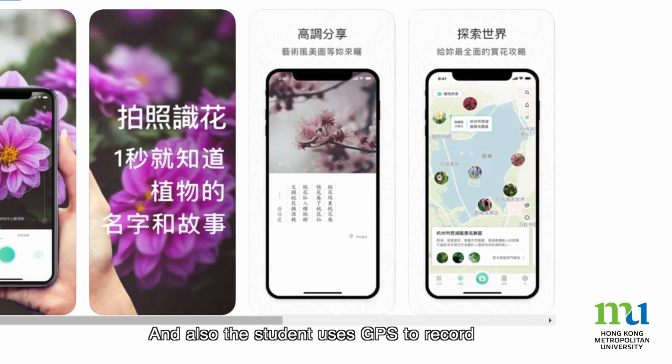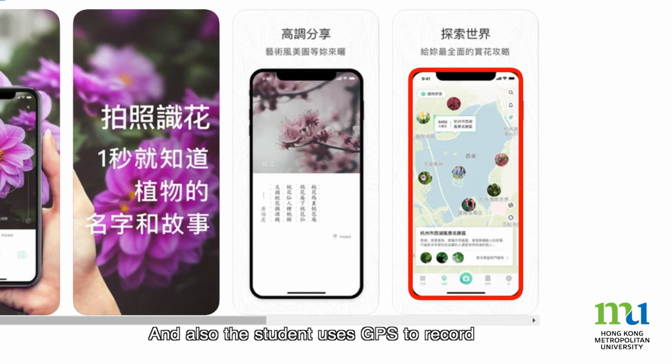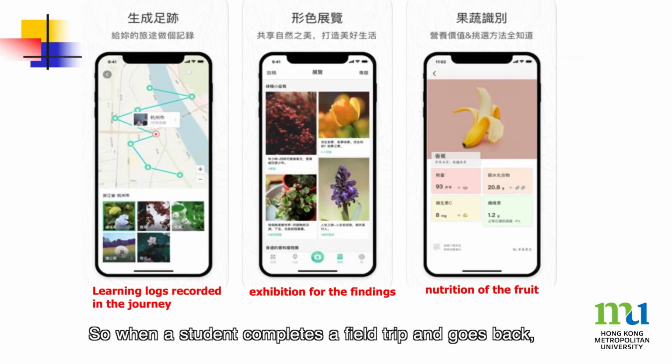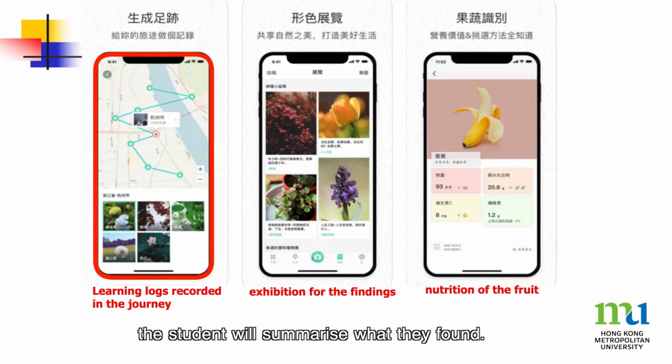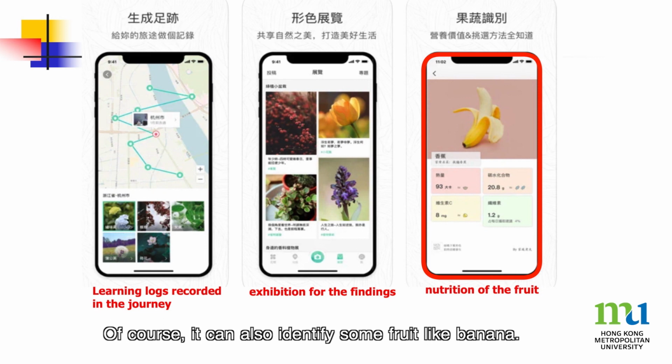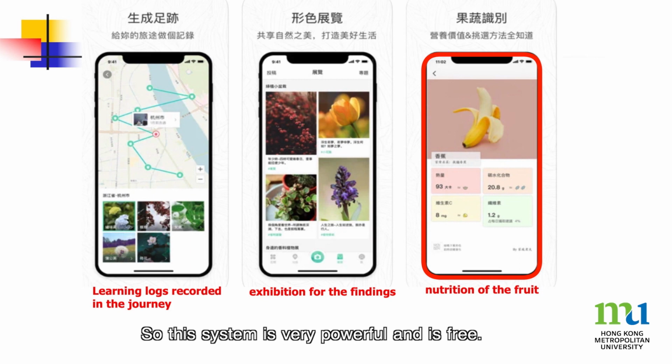And the system also uses GPS to record the location where the student found the flower. So when the student completes the field trip and goes back, the system will summarize what they found. Then they can make a presentation to their classmates: okay, I found something in this area, and they can discuss why such a flower shows up in this area. Of course, it can also identify some fruit like bananas. So this system is very powerful and it's free.